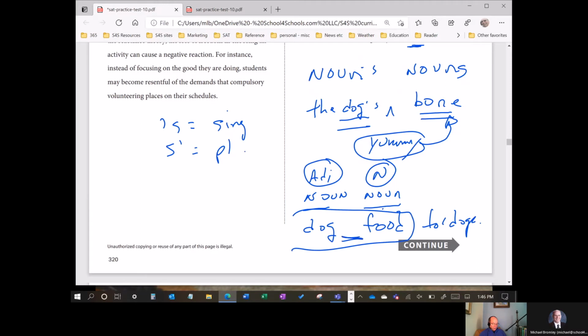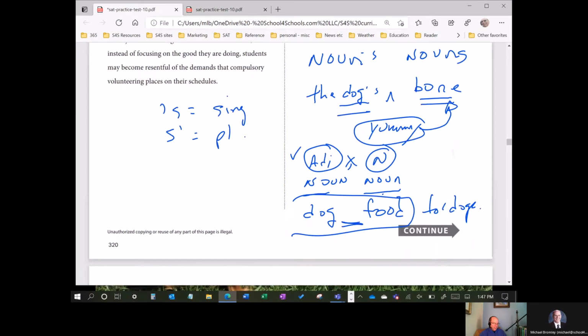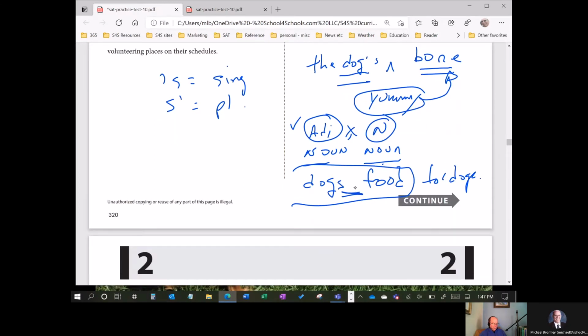Notice there's no punctuation separating them because this is acting like an adjective. We don't separate adjectives from nouns with a comma. So we have dog food, but I have two nouns. That's called an attributive or appositive noun. With grammar, there are tons of different rules here. But notice how I can't say dog's food, because since it's acting as an adjective, it's in the singular.